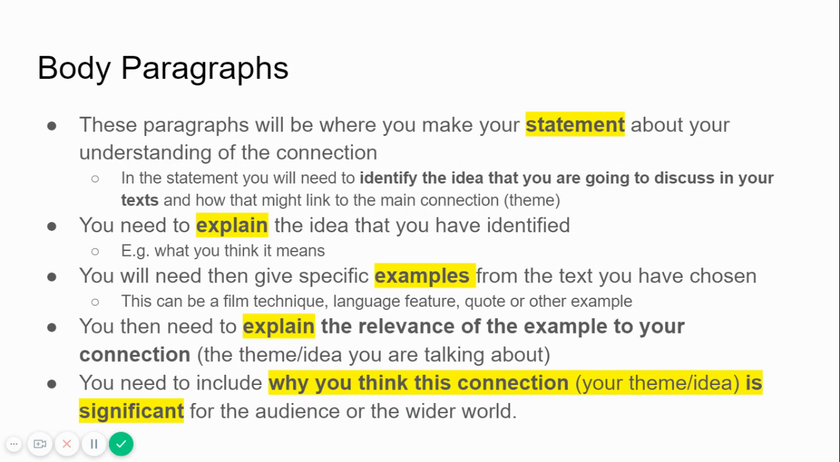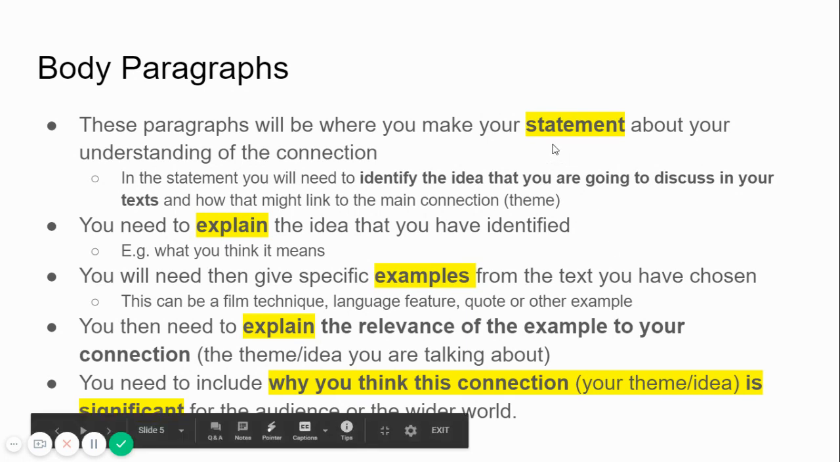Your next part there is what you would usually do in any other essay when you're writing about a single text, is you'd explain the relevance of your example to your connection. So that is the relevance of your example to the idea or the theme that you're talking about, which is the connection that you have identified in both your statement up here and also in your introduction.